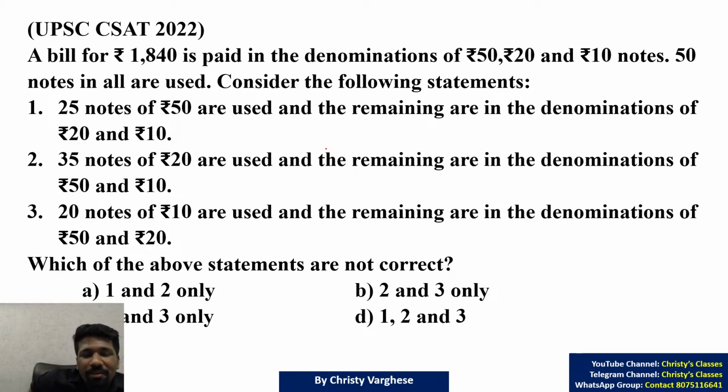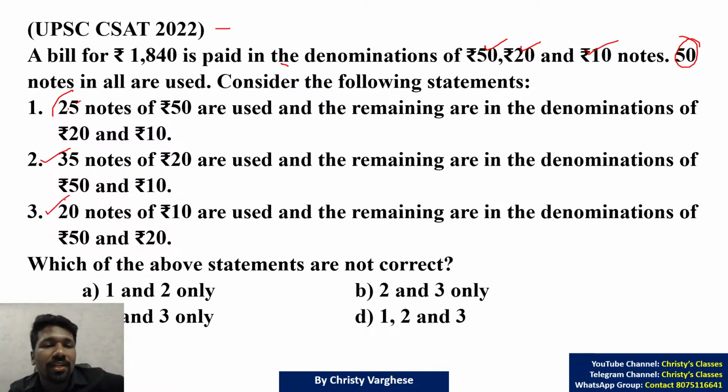And you have 3 types of denominations in your wallet: 50 rupee, 20 rupee, 10 rupee. And altogether 50 notes are there. In the beginning we don't know how many 50 rupee notes, how many 20 rupee notes, how many 10 rupee notes, but we know that altogether there are 50 notes. That has many permutation combinations. Among them, they have mentioned 3 permutation combinations. In that case, whether you will be able to pay this 1840 rupees or not, that is what the question is asking. So let's see.